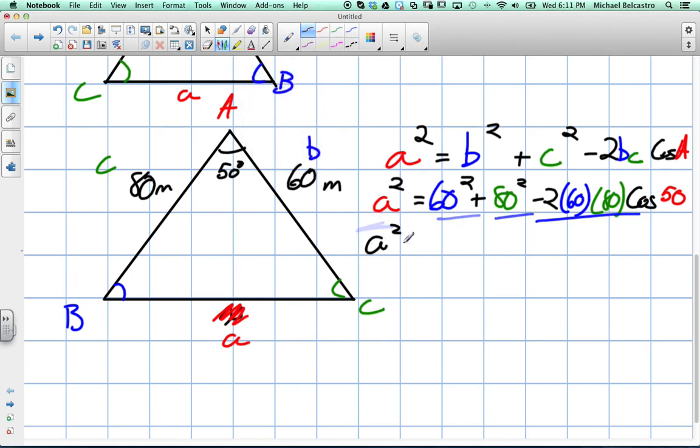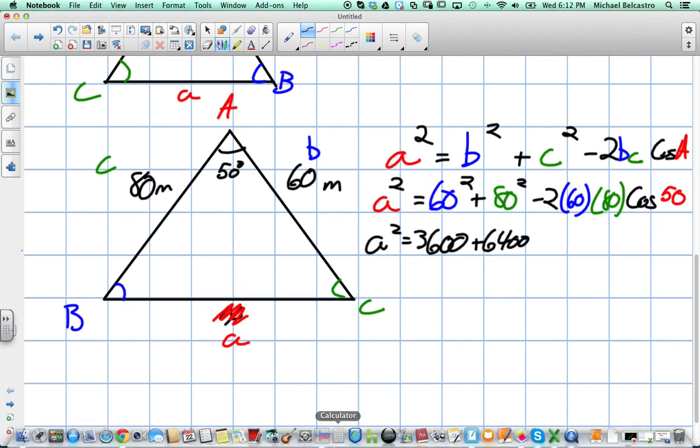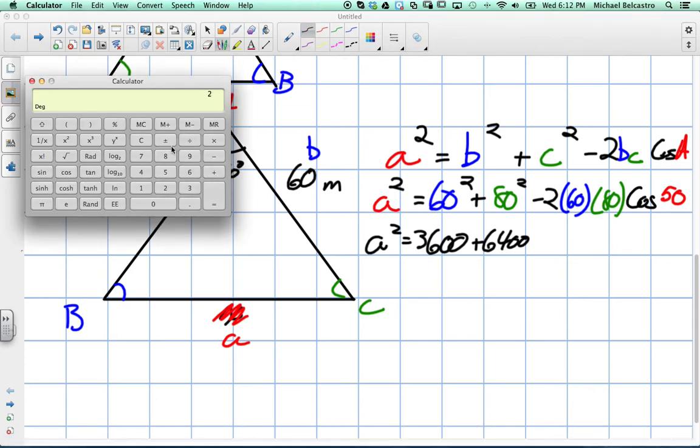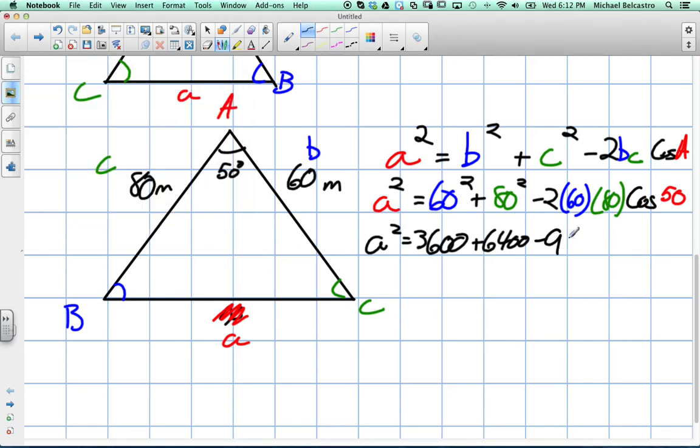So a squared is equal to, this actually ends up being 3,600, I believe. Okay, when I square those, this will be 6,400. We'll do a little quick calculator for the other one. It's technically negative 2 times 60 times 80. So we're left with negative 9,600 or minus 9,600, however you want to read that. And remember, that has to be multiplied by our cos 50.